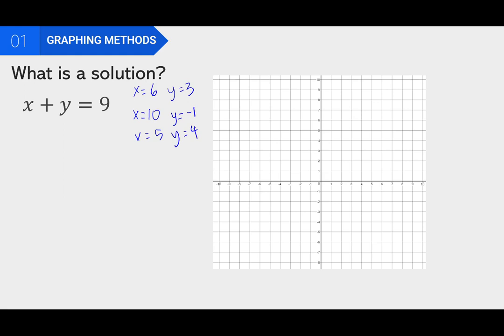If we look at those on a graph, we go 6 on the x-axis up 3, and then 10 on the x-axis down 1, and 5 up to 4. You'll notice that these points line up in a line. I always tell my students, if you miss a dot, you just make it bigger. There we go. Perfect. So a graph is the visual representation of all those infinite solutions, which is why we put the arrows at the end to show that it goes on forever in that plane.